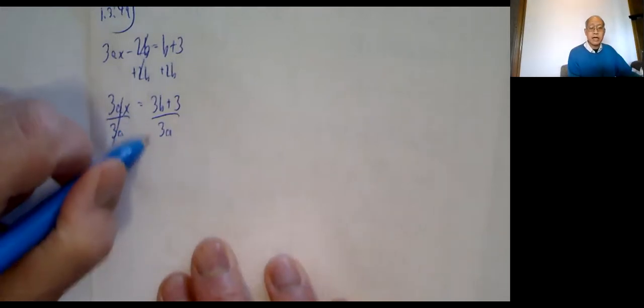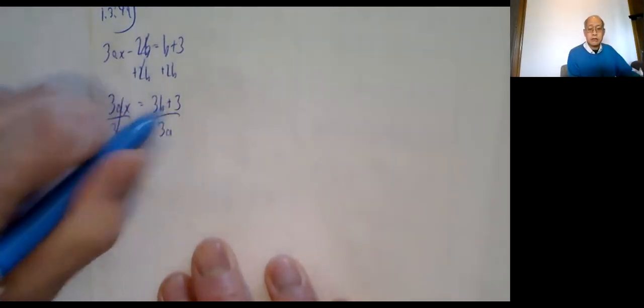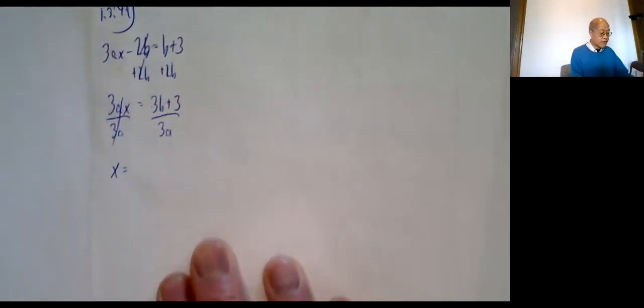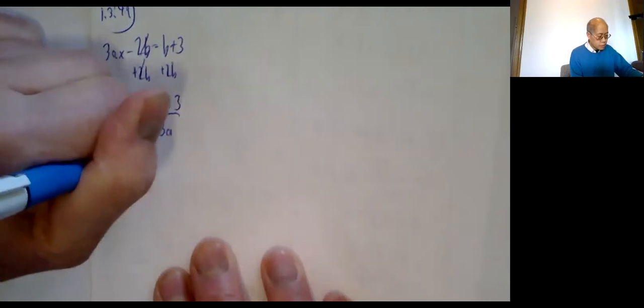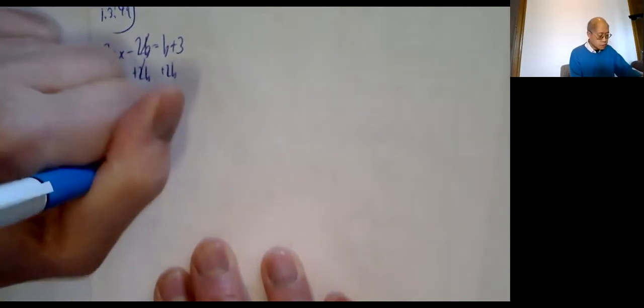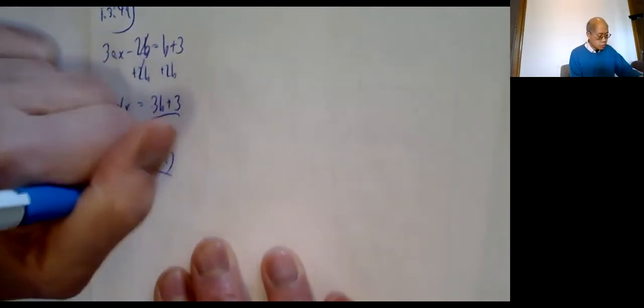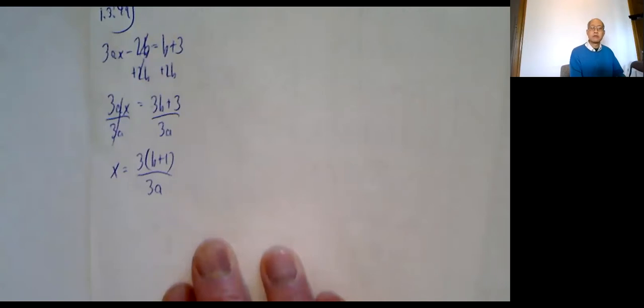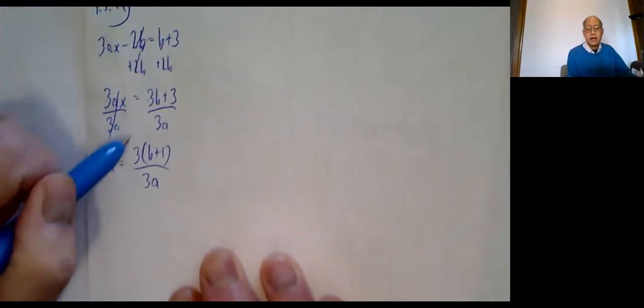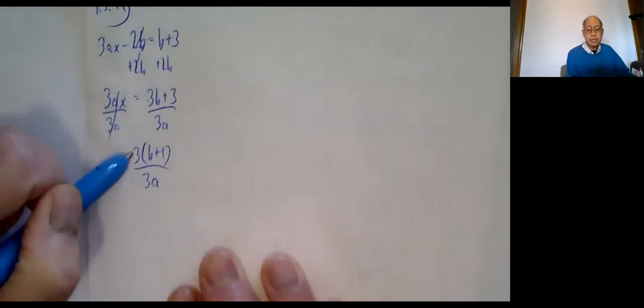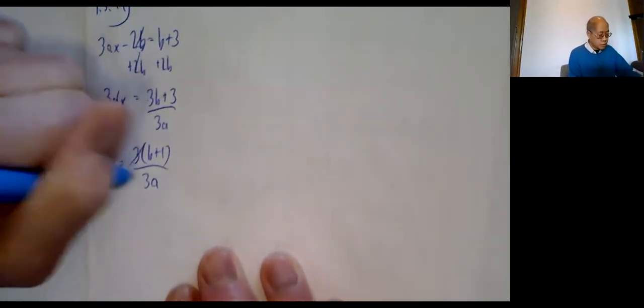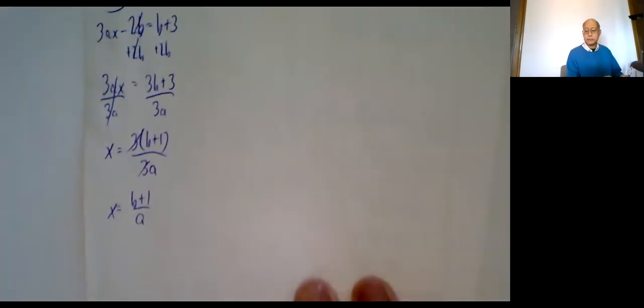All right, so this is x, but I notice there's a 3 here, a 3 here, and a 3 here. So why don't I factor out the 3? So 3 parentheses b plus 1, over 3a. And you actually should do this step because that allows me to cancel the 3 now. So cancel out. So x is (b plus 1) over a.